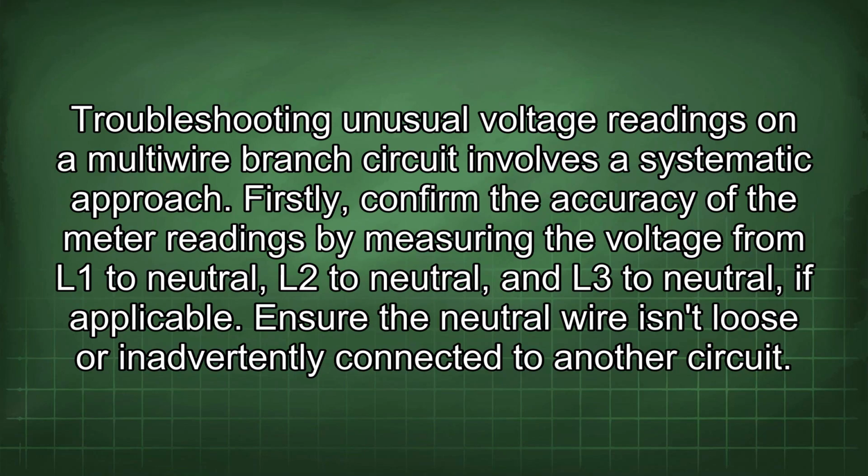Troubleshooting unusual voltage readings on a multiwire branch circuit involves a systematic approach. Firstly, confirm the accuracy of the meter readings by measuring the voltage from L1 to neutral, L2 to neutral, and L3 to neutral if applicable. Ensure the neutral wire isn't loose or inadvertently connected to another circuit.